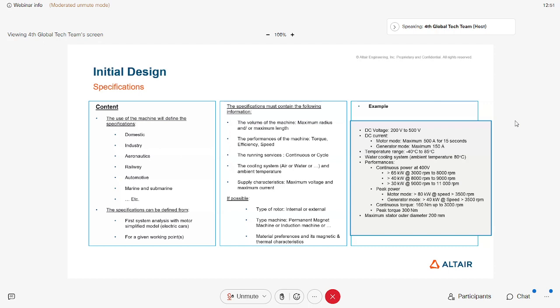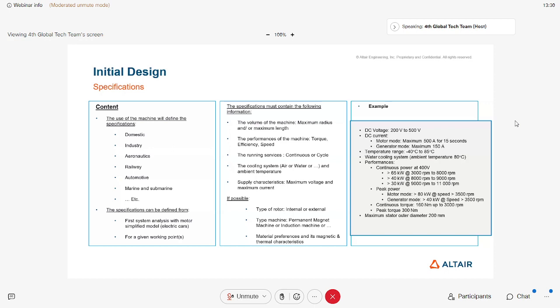The cooling strategy: are we going to use air cooling, or there is no cooling at all, or the motor will be on the water, or cooled with a water jacket, or there will be oil cooling? This is something we need to know. And the ambient temperature: is it 20 degrees? Is the ambient temperature of the motor 90 degrees? This is something we need to know as well.